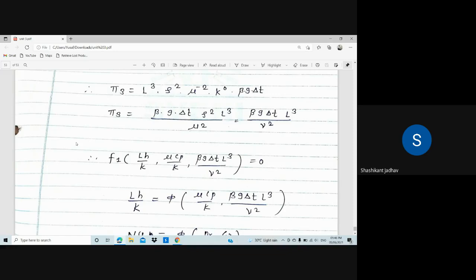Because what is kinematic viscosity? Dynamic viscosity divided by density. So mu square divided by rho square is nothing but nu square. Okay, so all of you write down the equation of pi3.